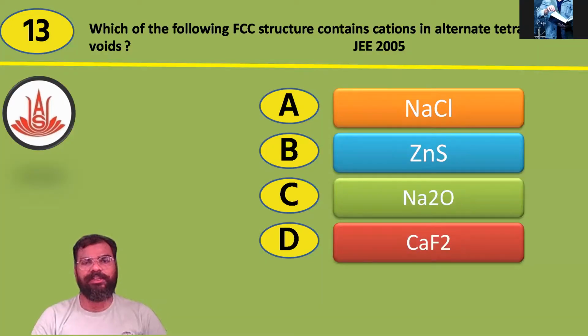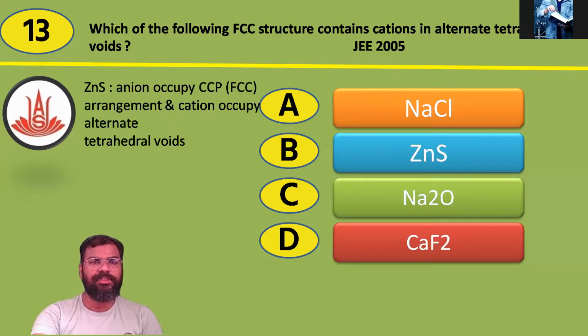Then JEE 2005, which of the following FCC structures contains cations in alternate tetrahedral voids? NaCl, ZnS, Na2O, CaF2. The ZnS, that is zinc sulfide, zinc blende you can also call it. Anions occupy the CCP or FCC structure. The cations occupy the alternate tetrahedral voids. So the answer is zinc blende or ZnS, or you can also say zinc sulfide. Okay.